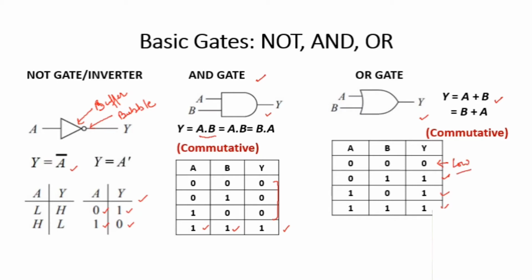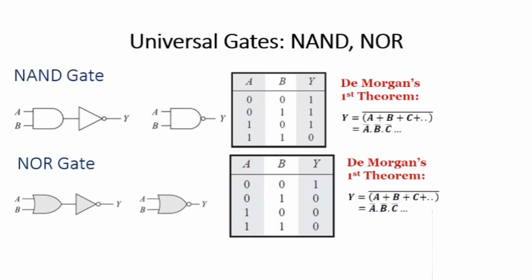So these are the basic gates. Now coming to the universal gates. Universal gates are the NAND gate and NOR gate. These are called universal gates because all other gates can be designed using these two gates. Separately, NAND can design all other gates. Separately, NOR can design all other gates.